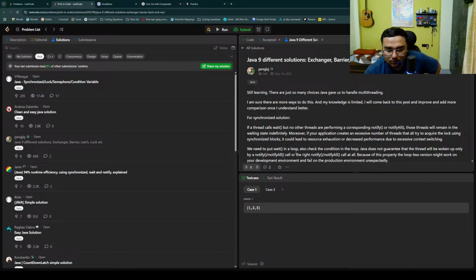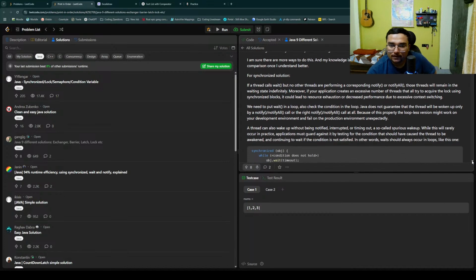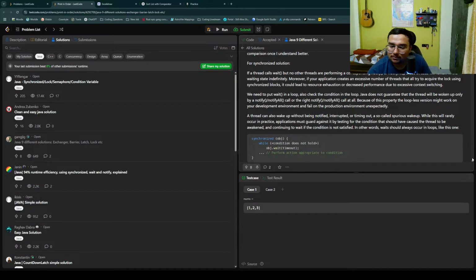We need to put wait in a loop also. Check the condition in the loop. Java does not guarantee that the thread will be woken up only by a notify, and because of this property, the loopless version might work on your development environment and fail on the production environment unexpectedly. A thread can also wake up without being notified, interrupted, or timing out, a so-called spurious wakeup. While this will rarely occur in practice, applications must guard against it by testing for the condition that should have caused the thread to be awakened and continuing to wait if the condition is not satisfied. In other words, wait should always occur in loops like this one.